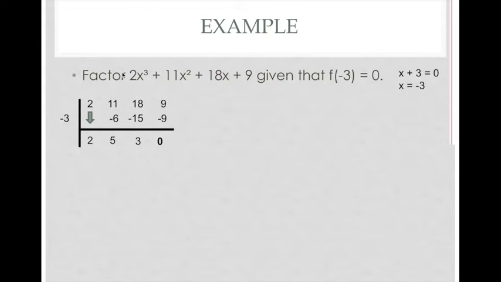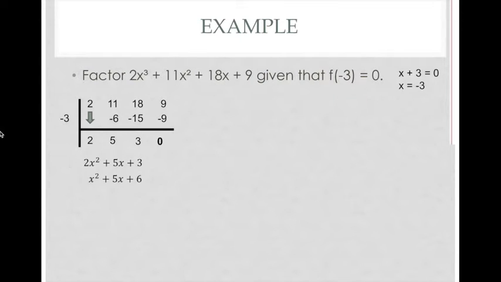Now I need to write my quotient. Remember that when we use synthetic division, we use one less degree than the highest degree. So instead of using x cubed, we're going to use x squared. So we're going to have 2x squared plus 5x plus 3. Now we have to factor 2x squared plus 5x plus 3 to get my two other factors.